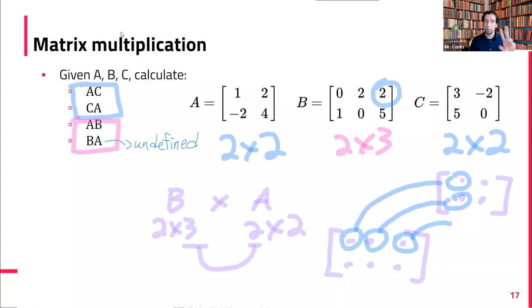Okay, so changing the order can also change whether the operation is possible in the first place. It works in one direction and totally doesn't work in the other direction. So that is another unusual and perhaps unexpected result of matrix multiplication.